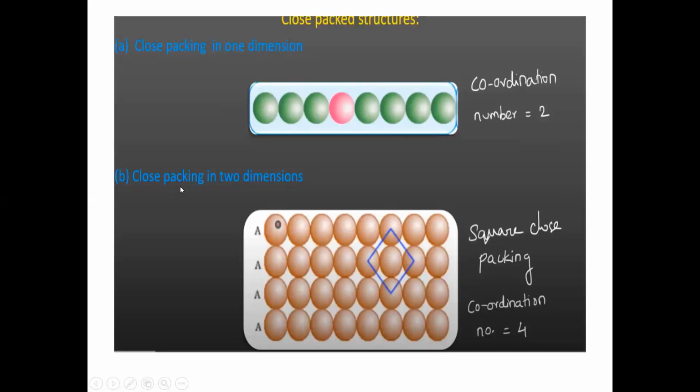Next one is close packing in two dimensions. This is the first layer, this is the second layer, this is the third layer. Like that the atoms are arranged. This type we call the AAA type. Here each atom is connected with 4 other atoms in a square arrangement, so we call it square close packing. The coordination number is 4.